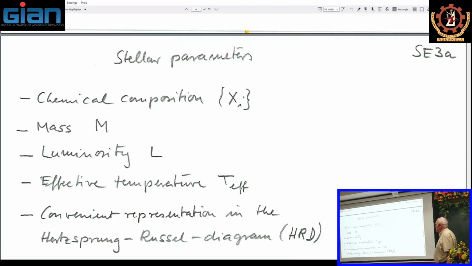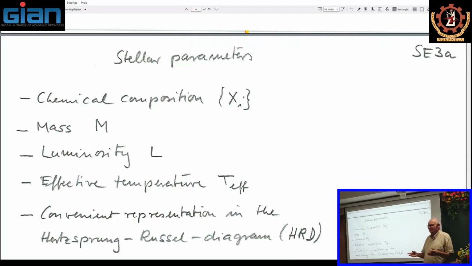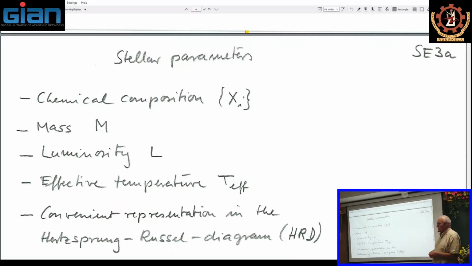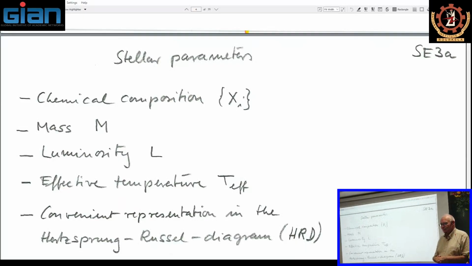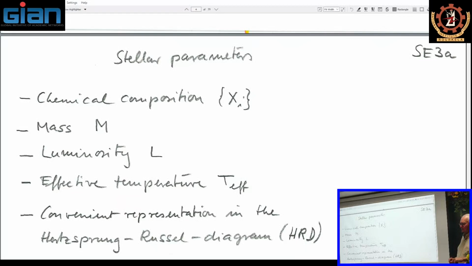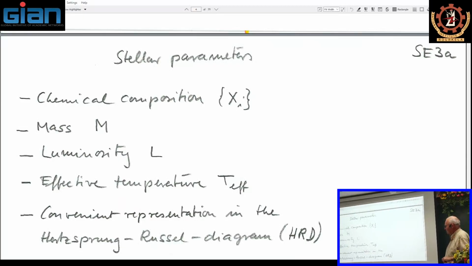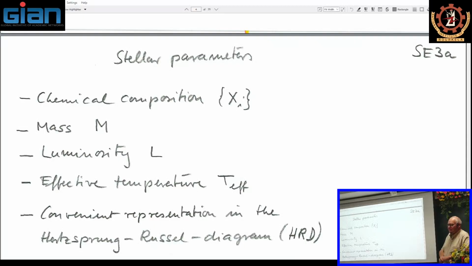A convenient representation of luminosity and effective temperature, maybe those of you who have done some astronomy will know it, is the Hertzsprung-Russell diagram, where the observer plots the magnitude, sometimes the apparent magnitude, but it's better to put the absolute magnitude, against the spectral type or the effective temperature. For historical reasons, the hot stars are on the left-hand side of the diagram and the cool stars are on the right-hand side. So we can introduce in this diagram lines of constant radius.